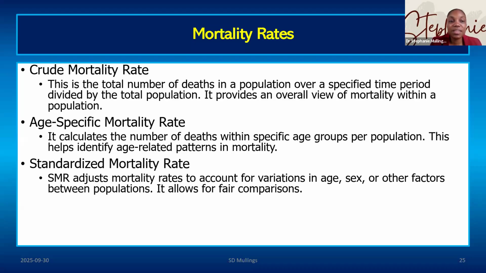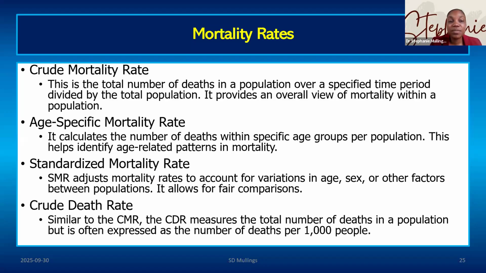Then we have age specific. We have also standardized mortality rate, and that speaks to the adjusted rates. And lastly, we have crude death rates. All right. And again, we're looking at the total population when we speak to crude, whether it be mortality or death rate. But when we speak to specific rates, then we're looking at a subset of the population.